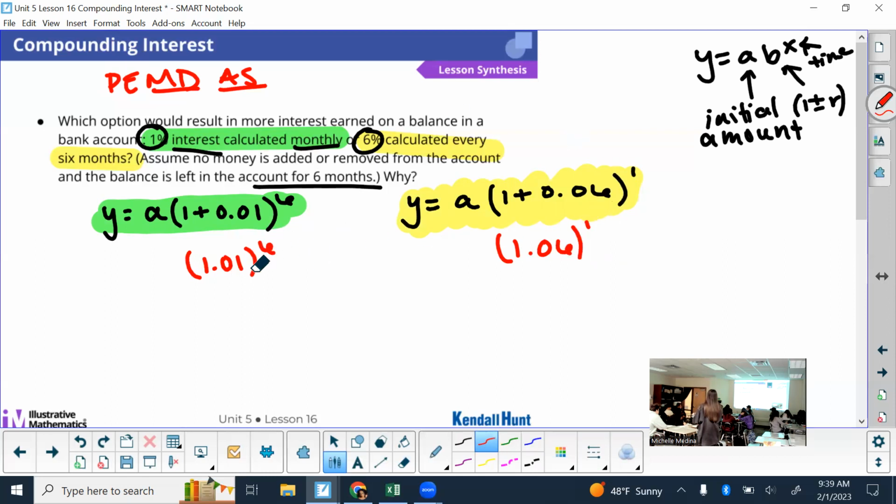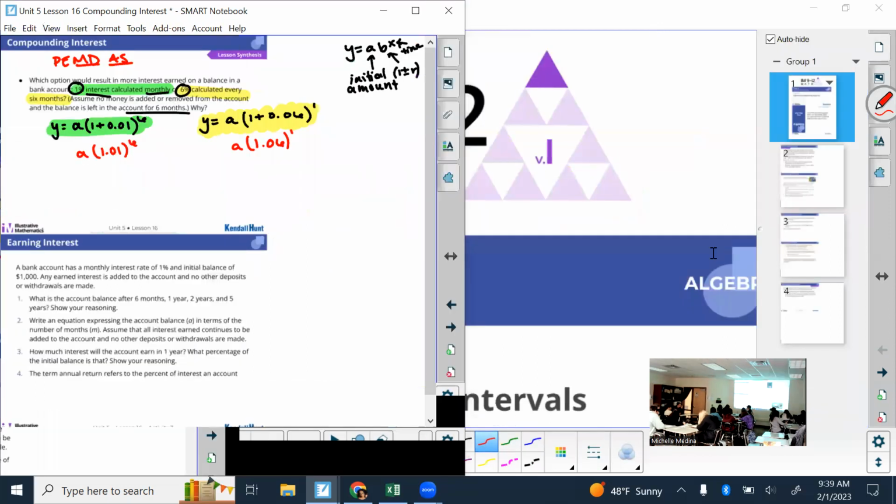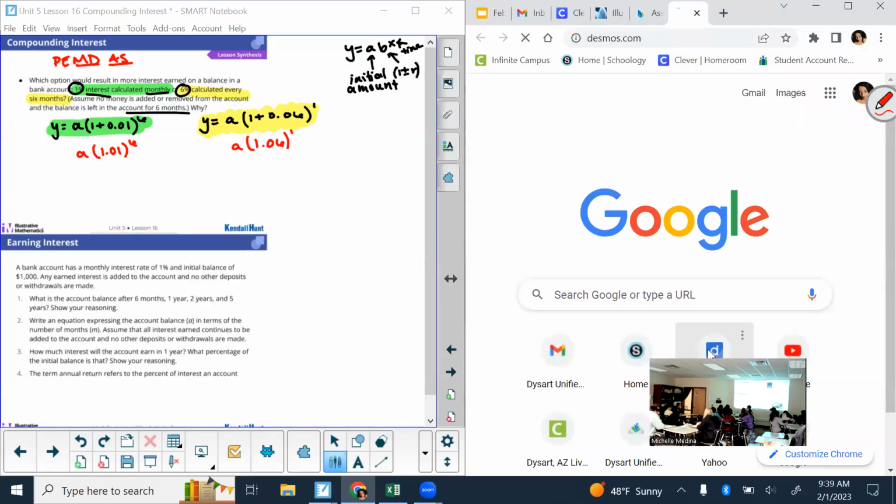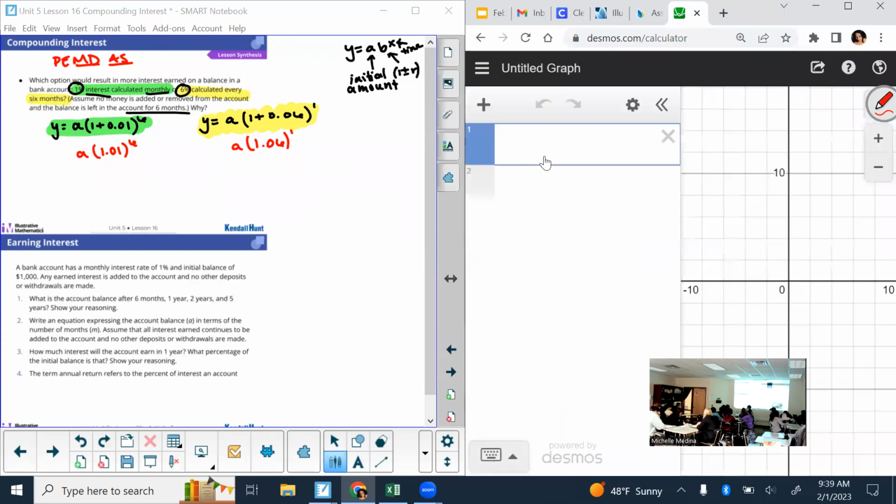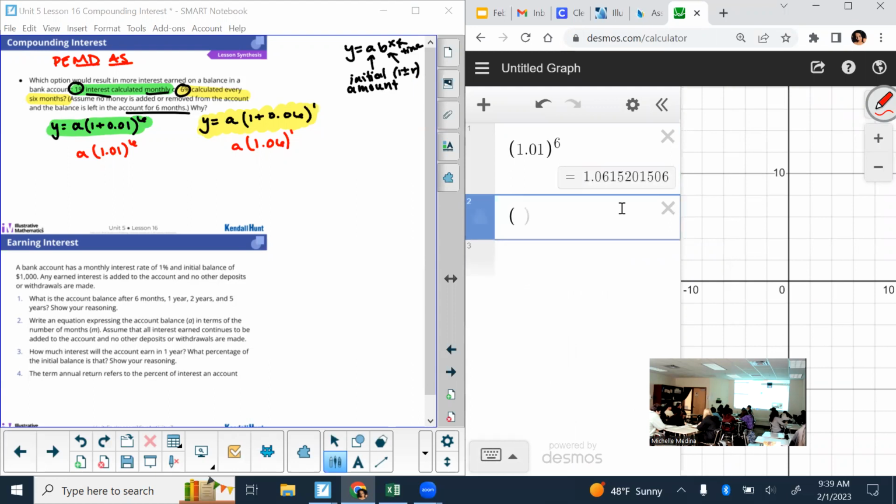And we can also do the exponent because we know what the exponent is. We don't know what the A is, but that's fine because that would come after exponents anyway, is multiplying by whatever A is. So if I throw that in my calculator, all right, so we have the 1.01 to the 6th power. We get this as a decimal. And 1.06 to the 1st power, we get this as a decimal.